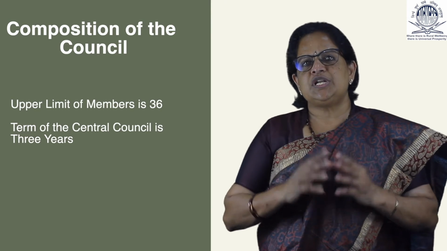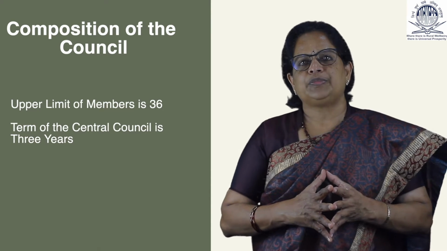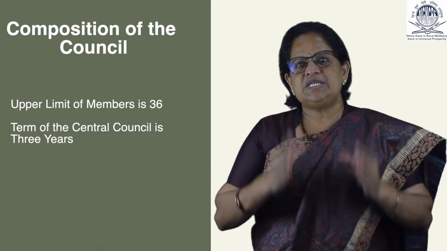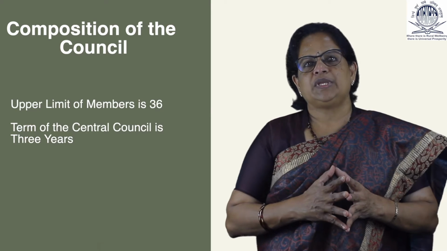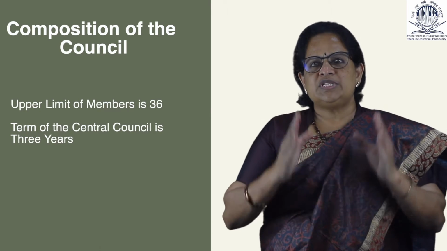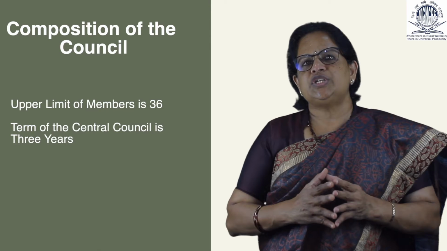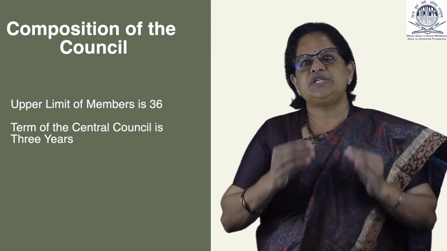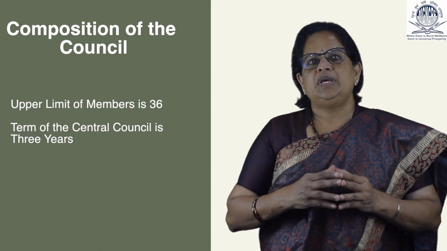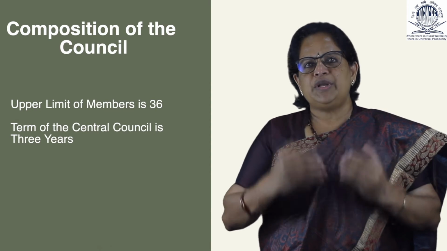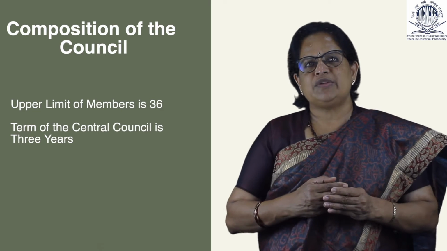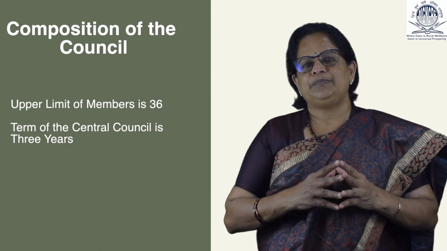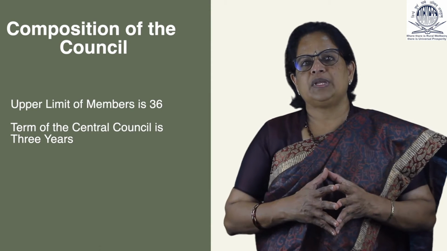Composition of the Central Consumer Protection Council is fixed as a committee of 36 members. Now let us see who all will come in the committee. The first person, the chairperson, is the minister in charge of consumer affairs in the central government. He will be the chairperson of the Central Council. Now, the Minister of State or Deputy Minister in charge of consumer affairs in the central government will be the vice chairman of this committee or the Central Council.